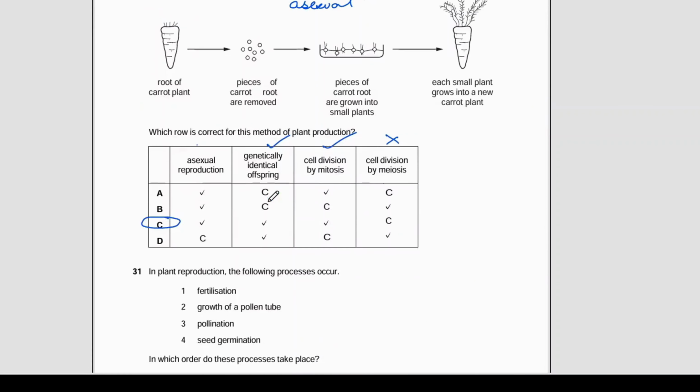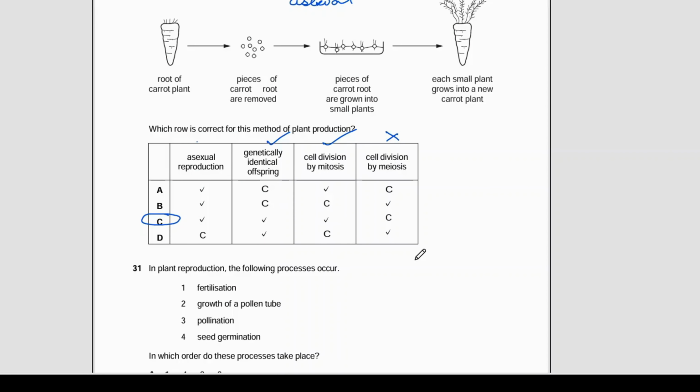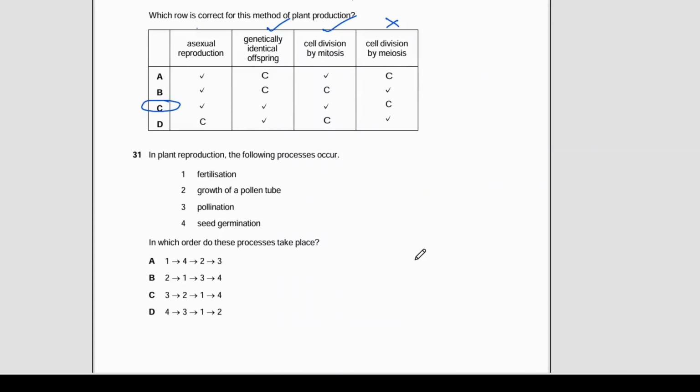Since both are sexual reproductions. In plant reproduction, the following processes occur. Which one is the correct order? So first of all, there would be pollination. Second would be pollen tube, and then there would be fertilization, and there would be production of seed, and then seed germinate. So C is the answer, right? I guess.